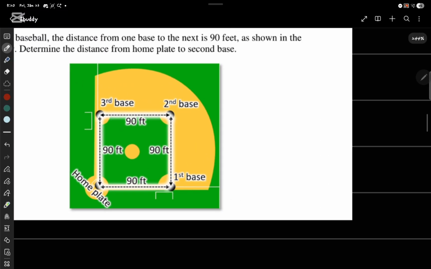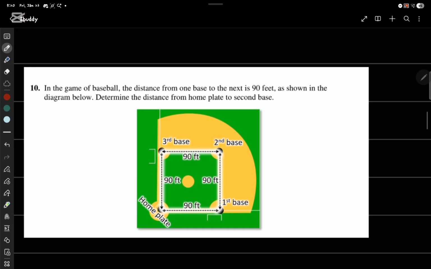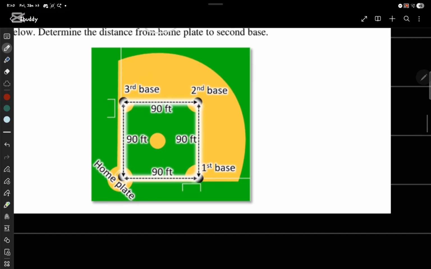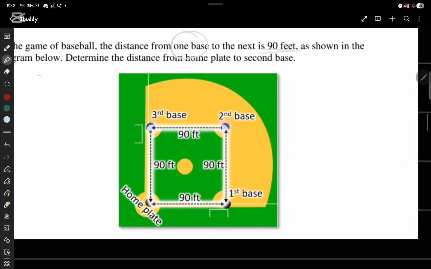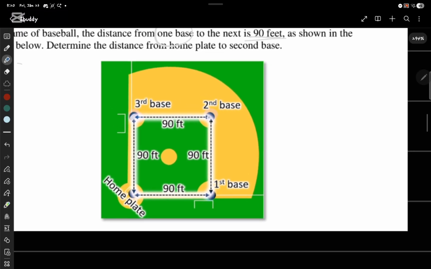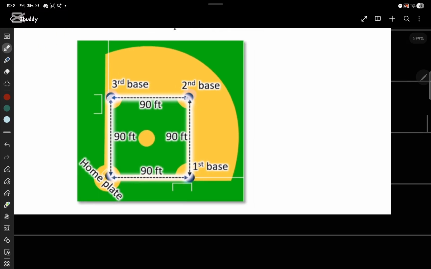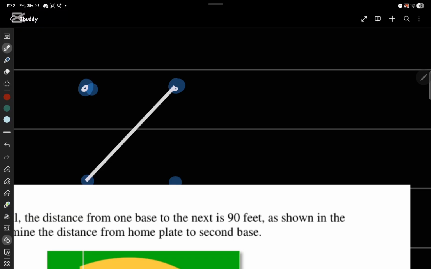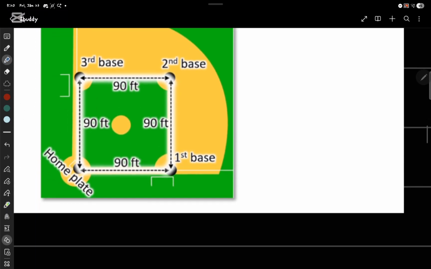Okay. So it says, in a game of baseball, the distance from one base to the next is 90 feet. So they labeled the diagram for you. It's pretty easy. From this base to this base, it's 90 feet. So the distance between each base is 90 feet. Okay, and you want to get the distance from the home plate to the second base. So it's essentially this distance.